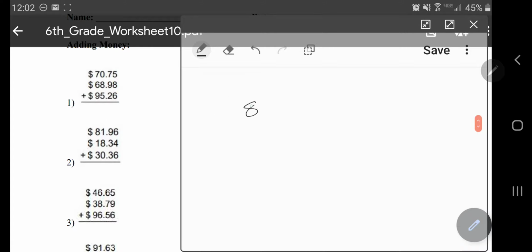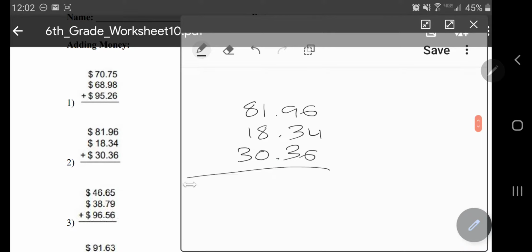So let's try number 2. 81.96 plus 18.34 plus 30.36. So 6 plus 4 is 10, plus 6 is 16. Carry the 1. 9 plus 1 is 10, plus 3 is 13, plus another 3 is 16. Carry the 1. 1 plus 1 is 2, plus 8 is 10. Carry the 1. 8 plus 1 is 9, plus 1 is 10, plus 3 is 13. So your answer is going to be $130.66.